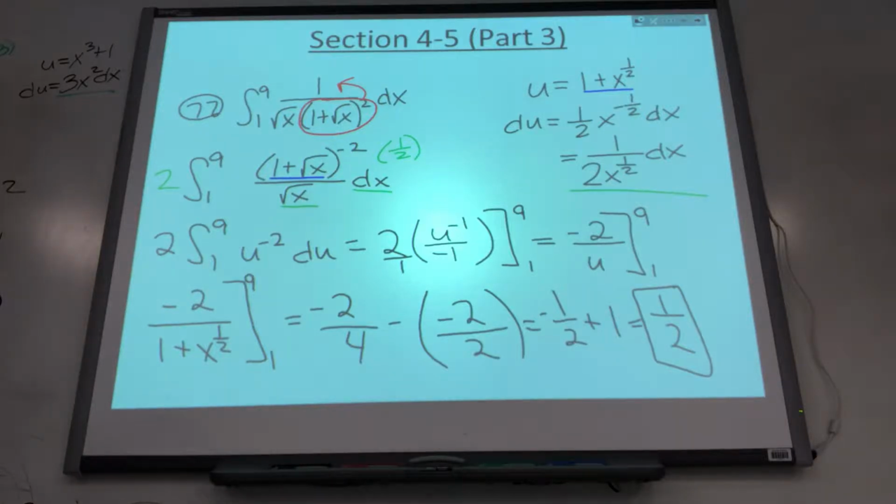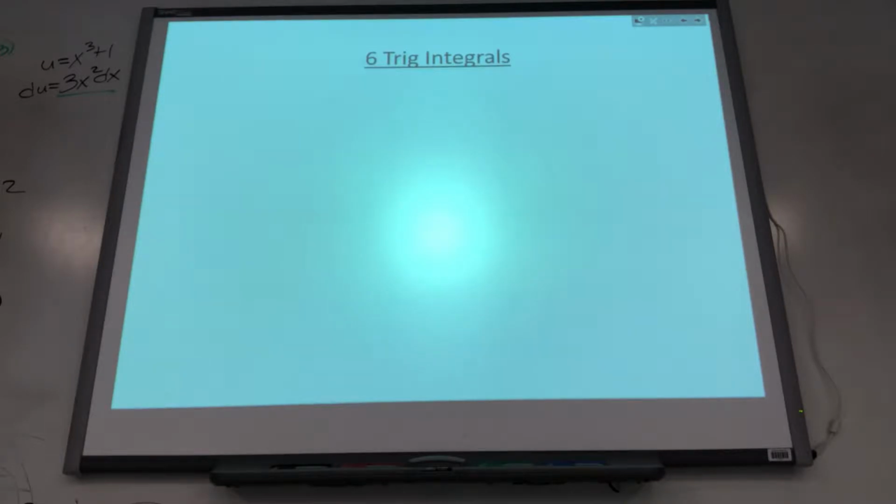Section 4-5, part 3. This section is kind of big. We'll probably be in it the rest of the week. And then once we get back from spring break, we'll start into section 4-6. But I first want to put up here our 6 trig integrals.